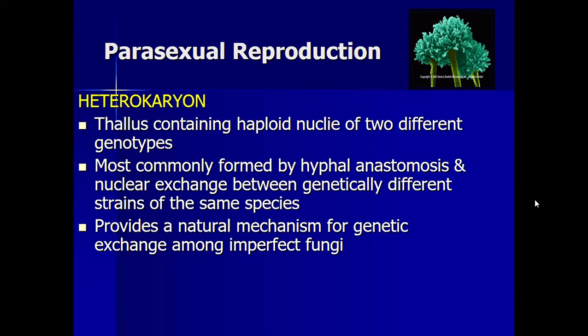So parasexual reproduction is simply a result of anastomosis. Two hyphal cells anastomose and directly exchange genetic material.